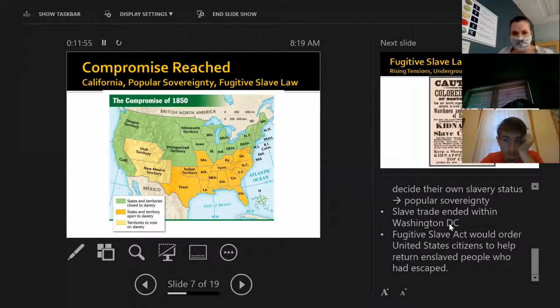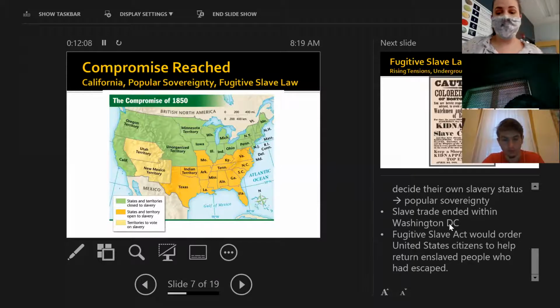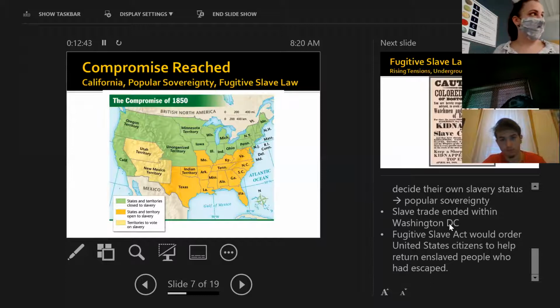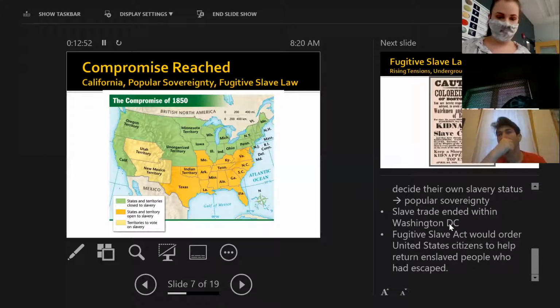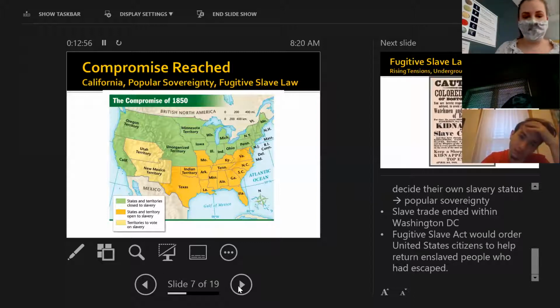And finally, the last one is the Fugitive Slave Law. The Fugitive Slave Law commands that United States citizens return enslaved people who had escaped to the North. Now I want everybody to either highlight or put a star next to the Fugitive Slave Act, because it is the most divisive piece of the Compromise of 1850, and we're gonna zoom in on it next.